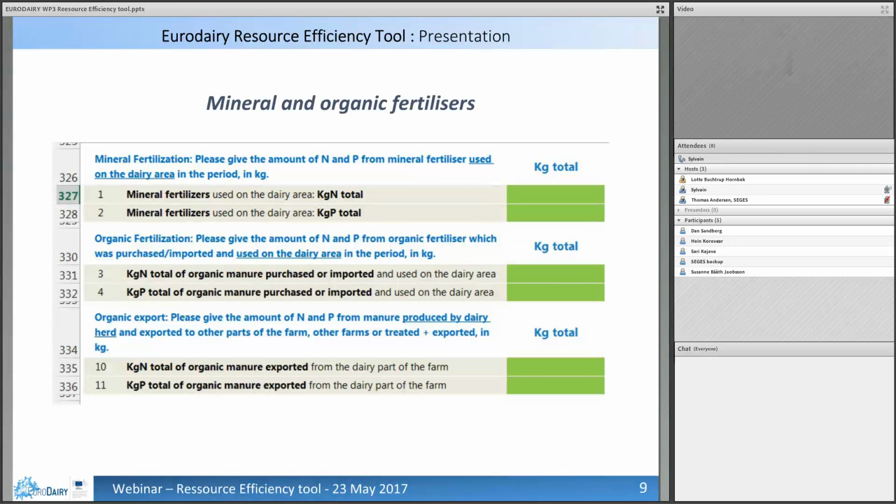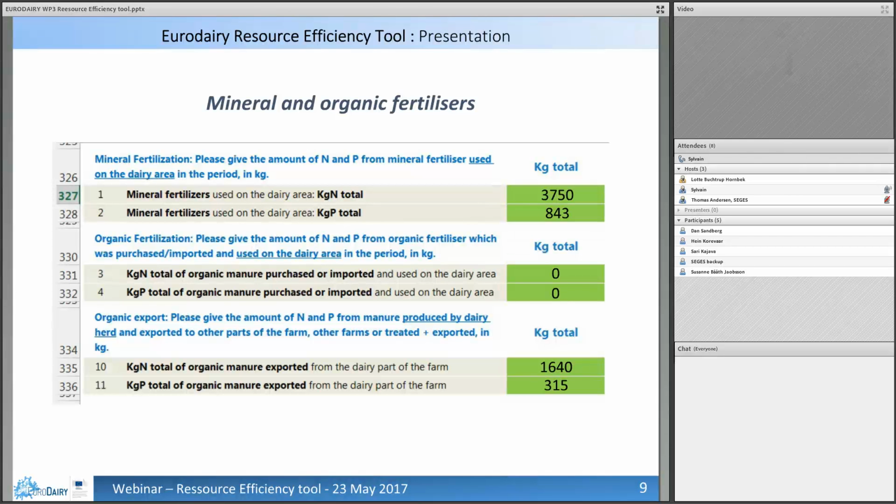And the third point is the organic export. If on the dairy farm a part of the manure is exported to another part of the farm or to another farm, you have to fill in the cell with the information of the quantity of total nitrogen of organic manure exported, and phosphorus.